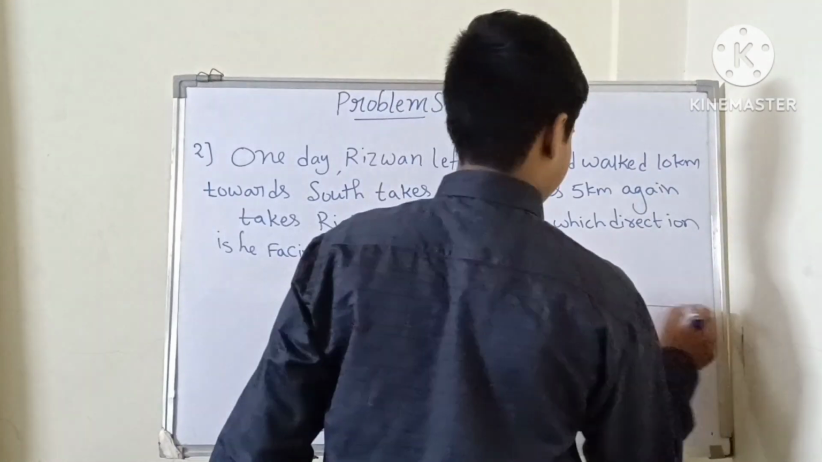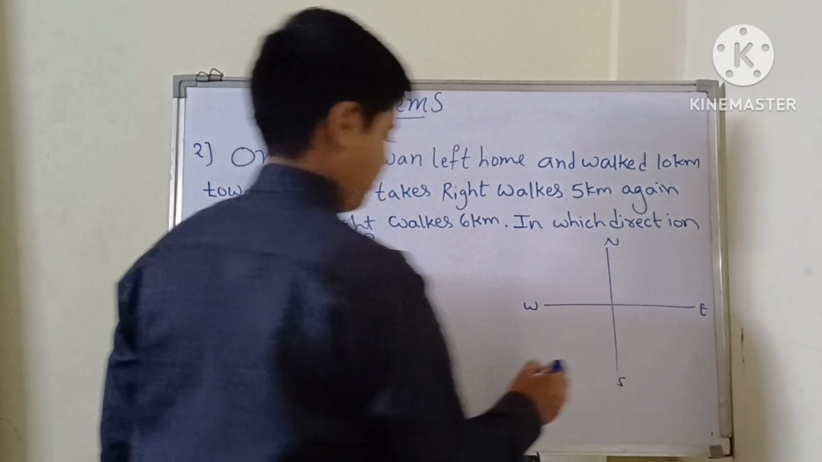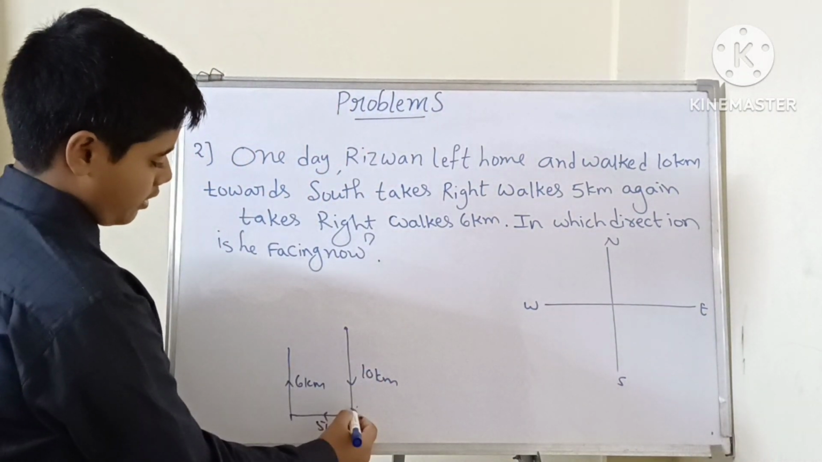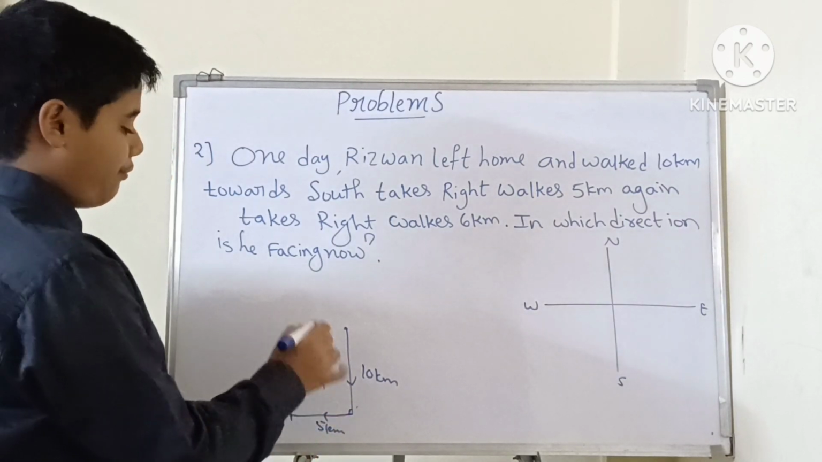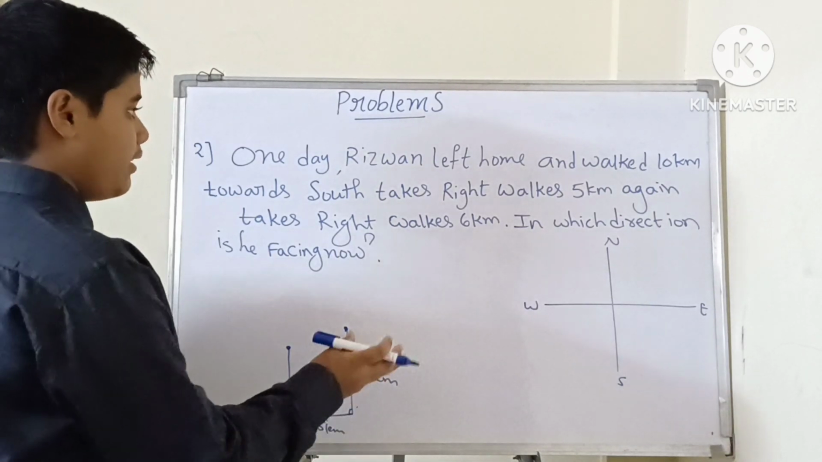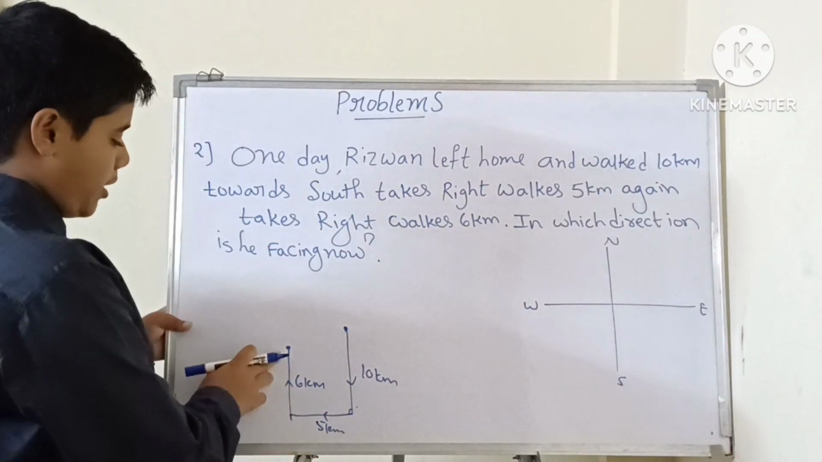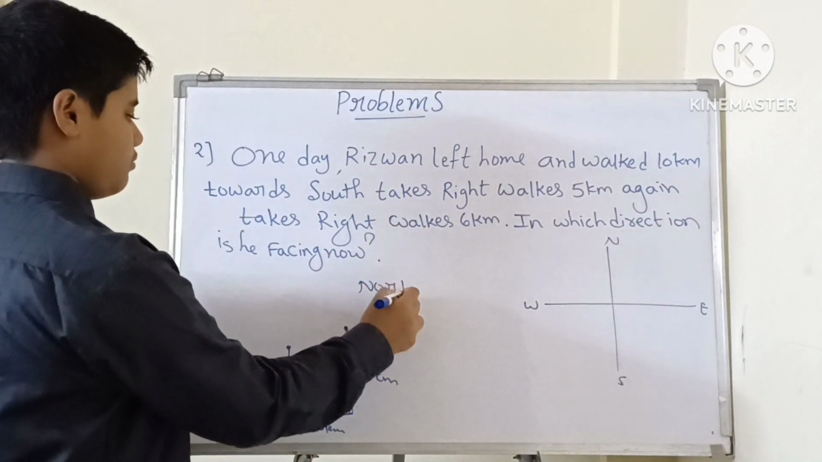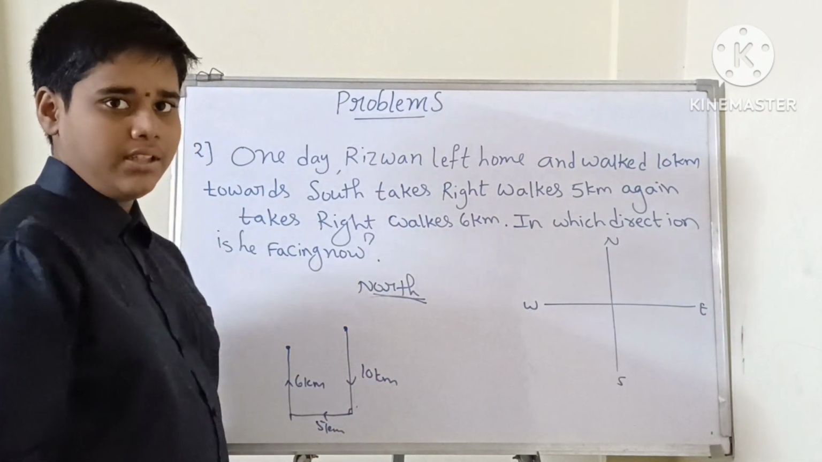In which direction is he facing now? Here we already learned the directions. What are directions? North, east, west, south. So this is towards south, this is towards west and this is towards north. So the final point is here, the initial point is here. We have to find in which direction he is facing now, which means north. Finally he stops at this point, so the direction is north.